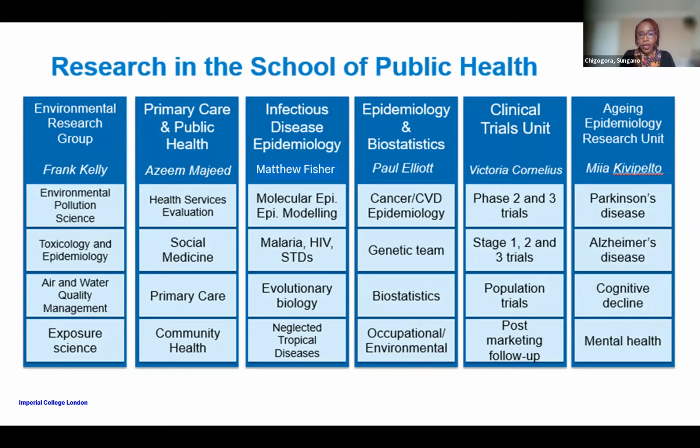You can conduct or complete your research project in any of the other research groups. So we mainly have projects for this program proposed from infectious disease epidemiology, IDE, and epidemiology and biostatistics. Those are the ones in the middle of this slide. But you can also conduct research with the environmental research group, primary care and population health, clinical trials, and the aging unit. There is no hierarchy in that. It is all open to you.